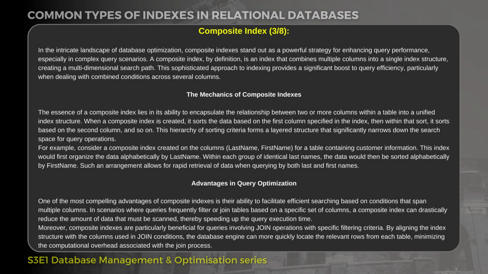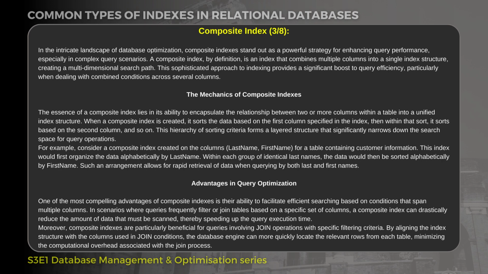Composite Index. In the intricate landscape of database optimization, composite indexes stand out as a powerful strategy for enhancing query performance, especially in complex query scenarios. A composite index, by definition, is an index that combines multiple columns into a single index structure, creating a multidimensional search path. This sophisticated approach to indexing provides a significant boost to query efficiency, particularly when dealing with combined conditions across several columns. The mechanics of composite indexes.